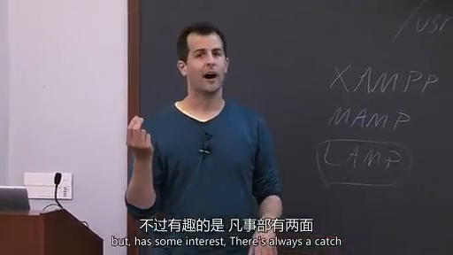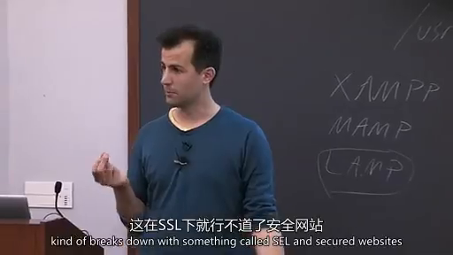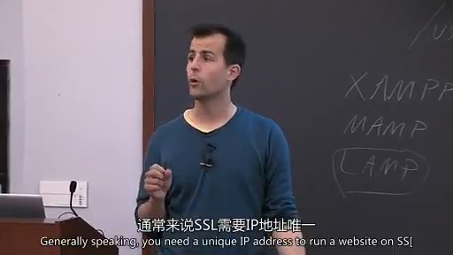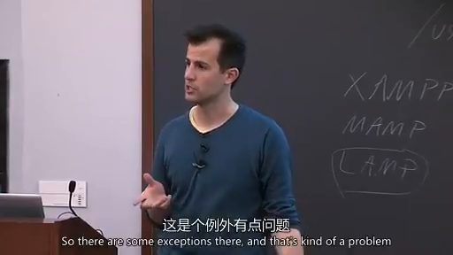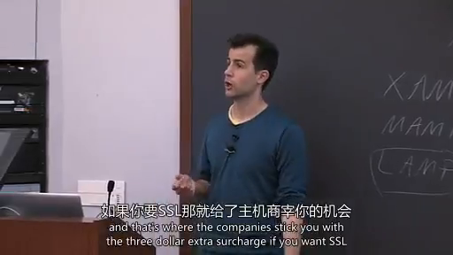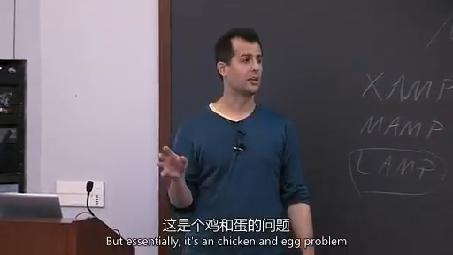There's always a catch. It kind of breaks down with something called SSL and secure websites. Generally speaking, you need a unique IP address to run a website on SSL, though there are some exceptions to that. And that's kind of a problem, and that's where the companies stick you with the $3 extra surcharge if you want SSL. We'll come back to this, but essentially it's a chicken and the egg problem.